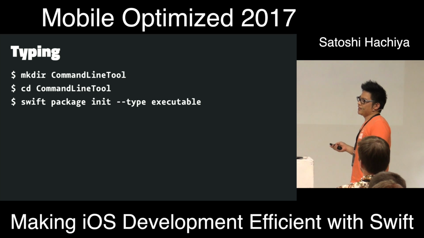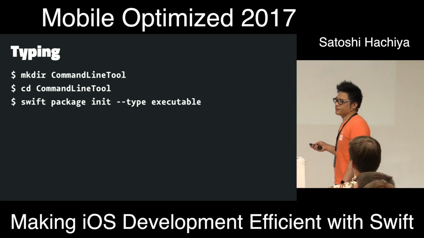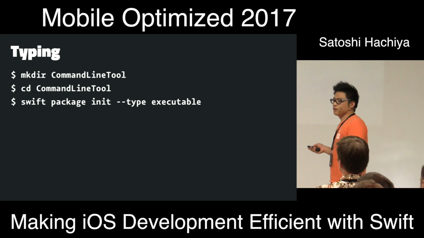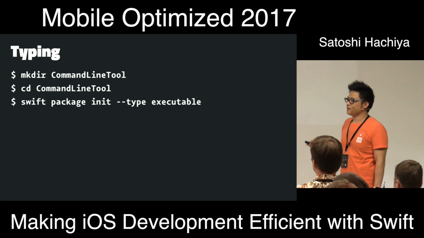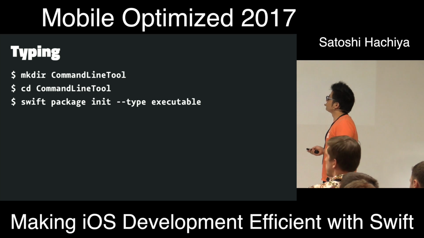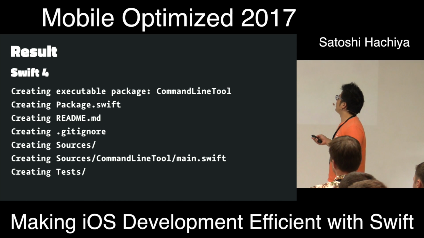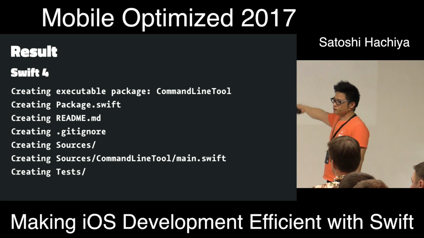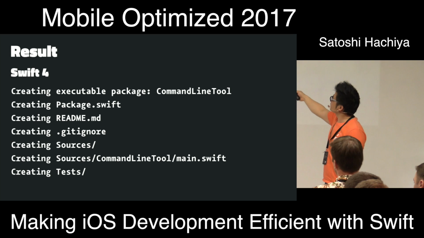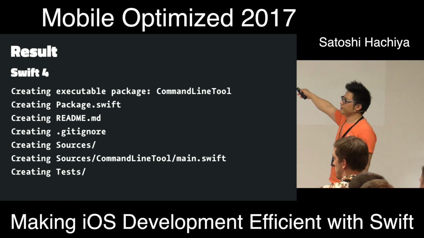I explain how to create a command line tool via the Swift Package Manager. Using the Swift Package Manager, we can create useful tools with Swift. First, make a directory for the new package, for example, command line tool. Next, move into the command line tool directory on the terminal.